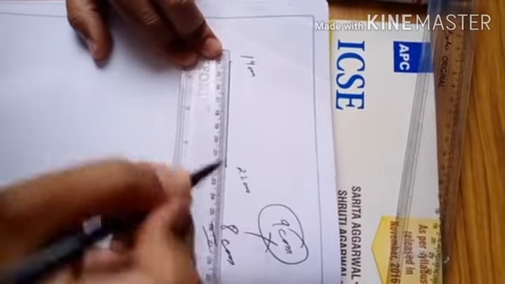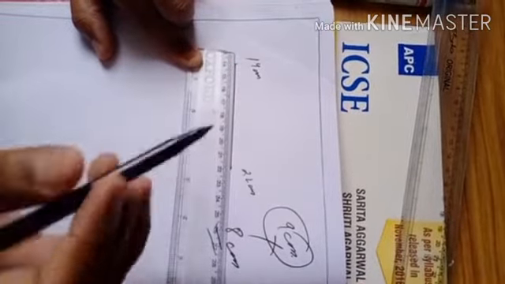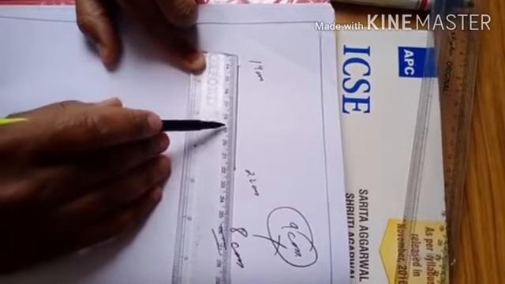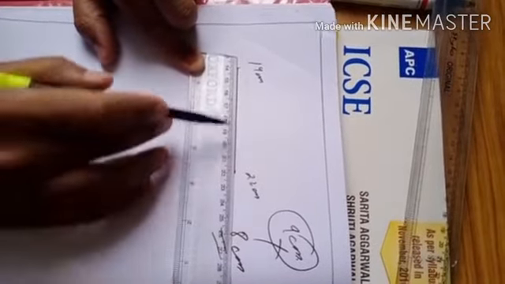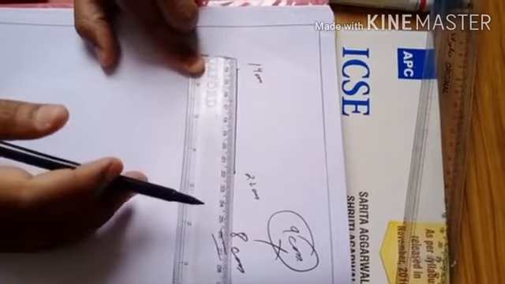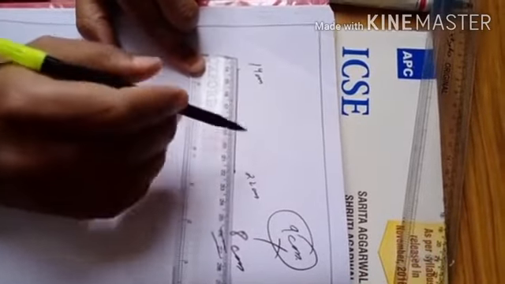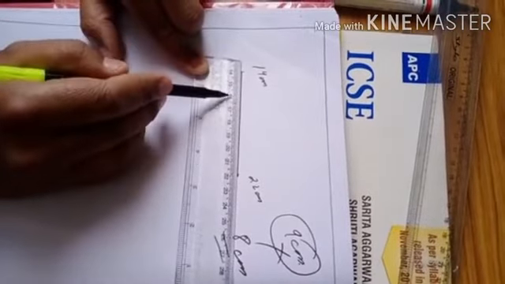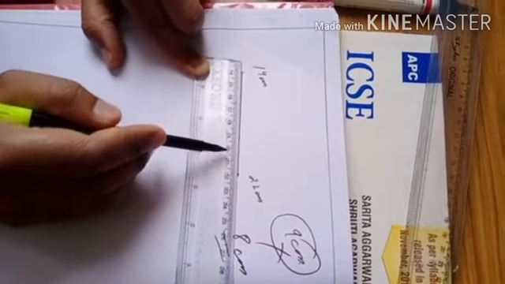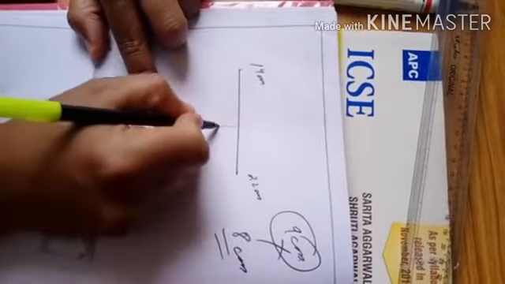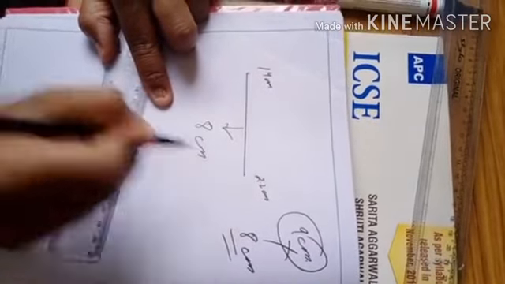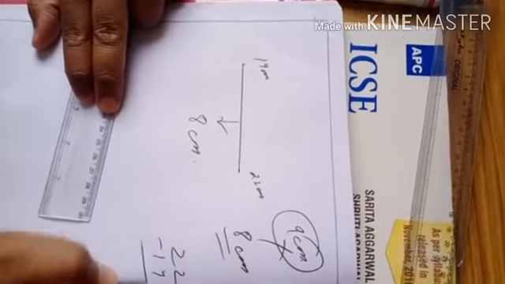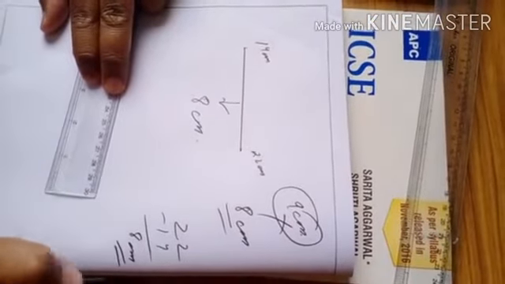For simplicity, a very easy way is to just count 0, 1, 2, 3, 4, 5, 6, 7, 8. Remember, whenever you are measuring, you start from 0. Any measurement we take, we keep the 0 mark, as I have said before. So here the correct length is 8 centimeter. Or if you simply subtract 22 minus 14, that will come out to be 8 centimeter.